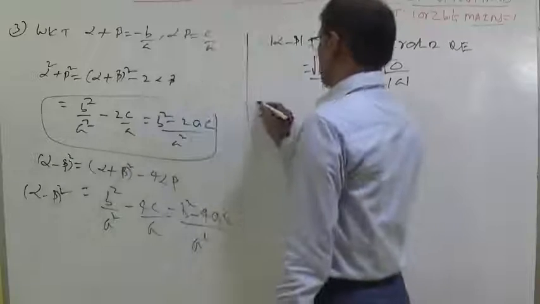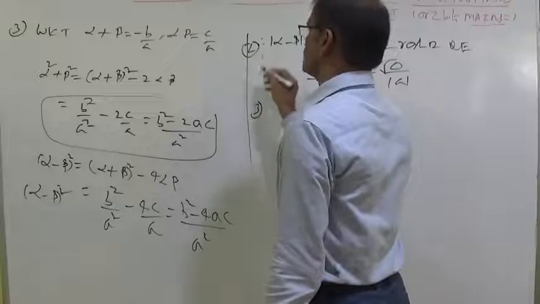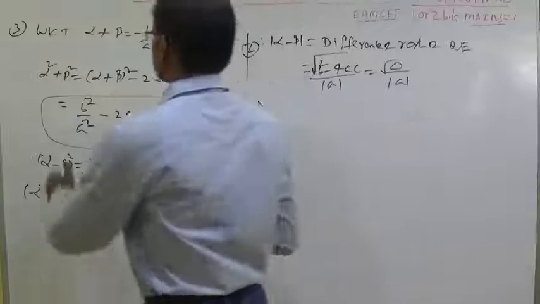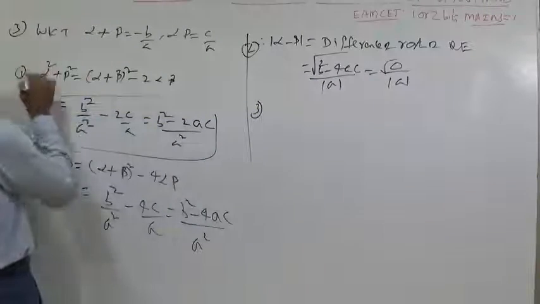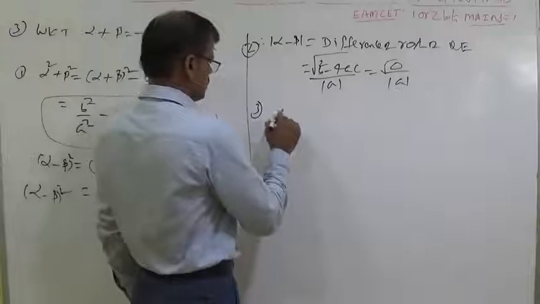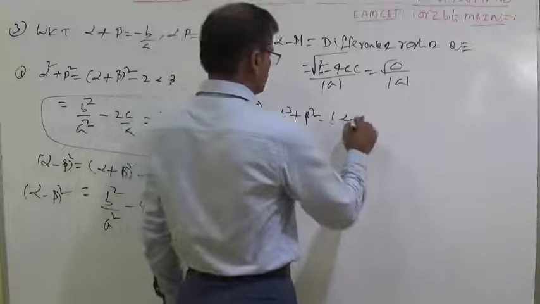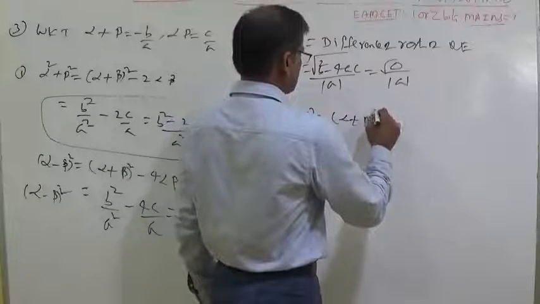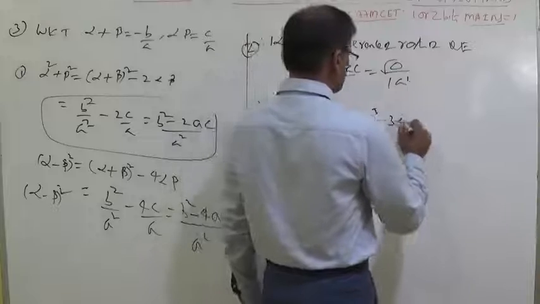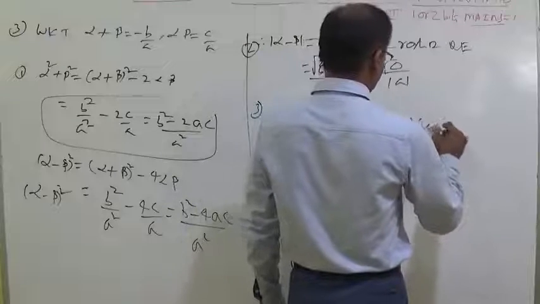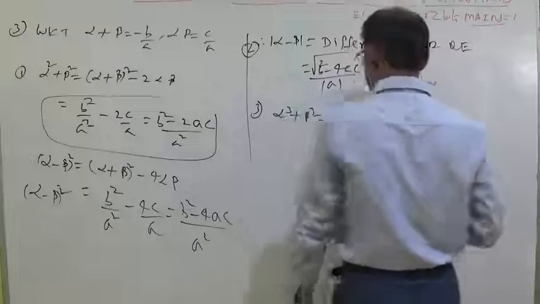Now this is the second one, students. Third one: this is first, this is second, this is third. You can write alpha cube plus beta cube. Remember the formula: alpha plus beta whole cube minus 3 alpha beta into (alpha plus beta).